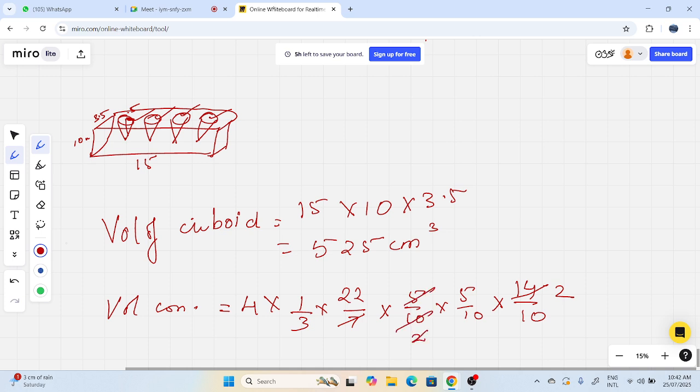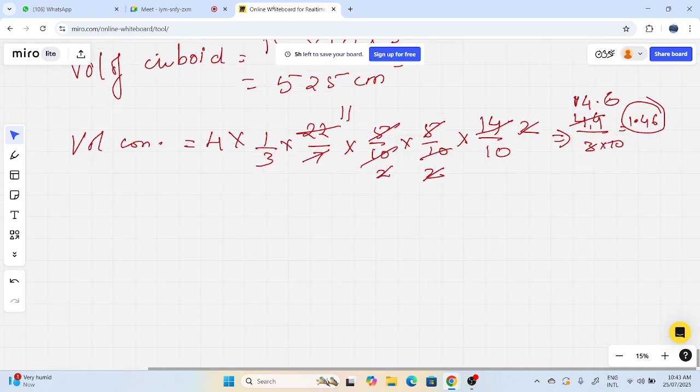5 ones are 5, this will be 2. 2 and 2. So this will become 11. Then 3, if I cut this, 3 3s are 9. 44 by 3 into 10. 4s are 12. Then 2, 2 means 0. Then it will be 6. 1, 4, 6. So the answer is 1.46 or something similar to that. So that is your volume of the cones.